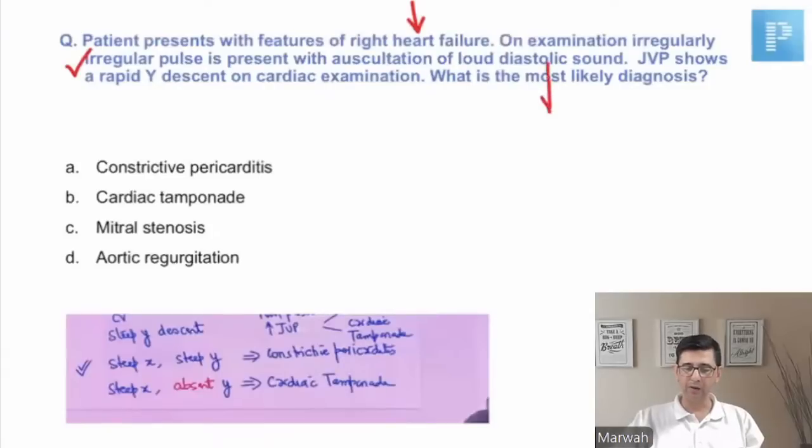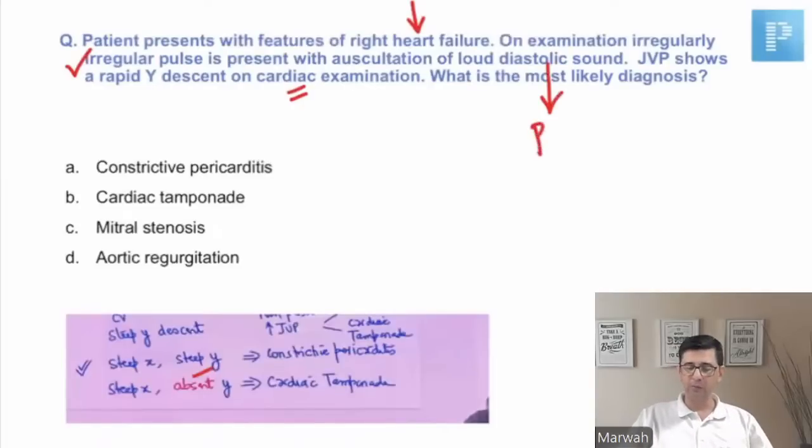Here, the loud diastolic sound, I initially thought he was trying to talk about a murmur. You can clarify whether a murmur was mentioned, because that changes the entire dimension. But the moment he says rapid Y descent on cardiac examination, which means the same as steep Y descent, that goes in favor of constrictive pericarditis, because in constrictive pericarditis the atria will be dilated. That can explain the irregular pulse.